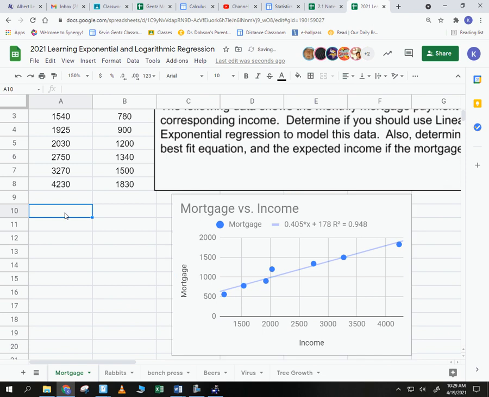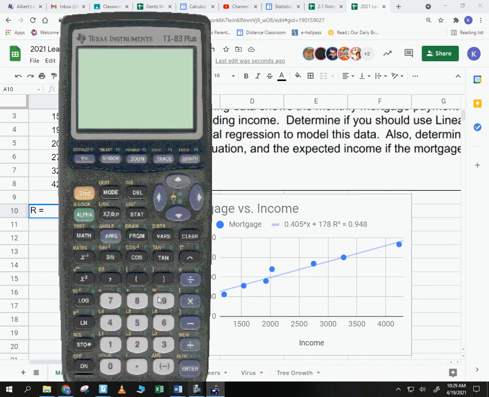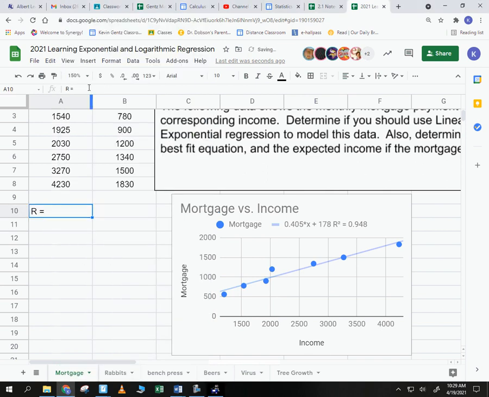We can answer the questions right in here. The first question is, determine the R value. R is equal to, I have to take the square root of 0.948. Should my result be positive or negative? Positive, why? Because the line is trending upward. I get 0.974, so R is equal to 0.974.